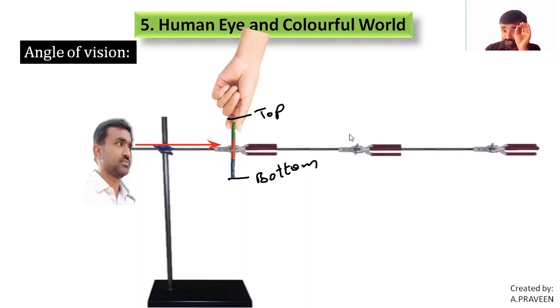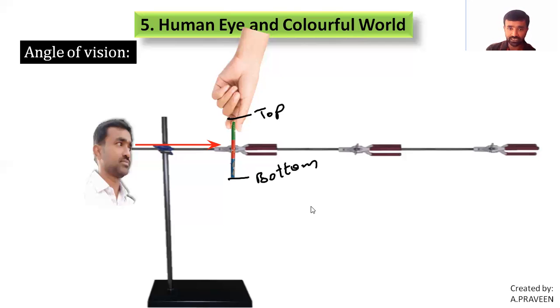Then tell him to wait for your response. While moving, you have to respond when you are able to see that object clearly in front of you, top and bottom at a time. So if you are able to see the top and bottom at a time, at exactly that position, ask your friend to fix that 20 centimeters wooden stick.